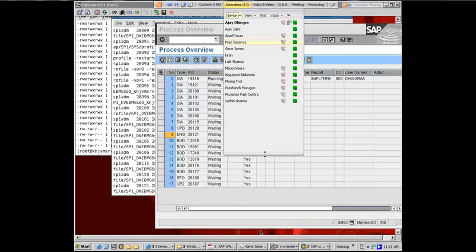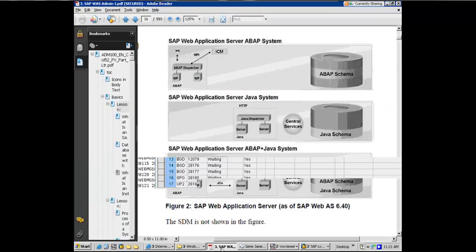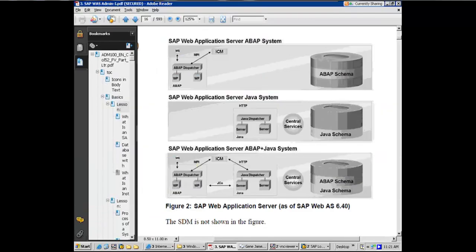Any questions, people who are remote? So far what we talked about in terms of how to correlate each of the entities in this diagram, message server, dispatcher, work processes, to what we see at the back end.